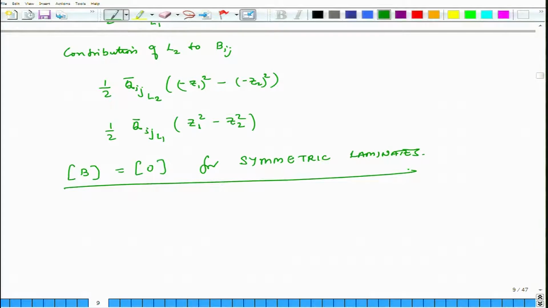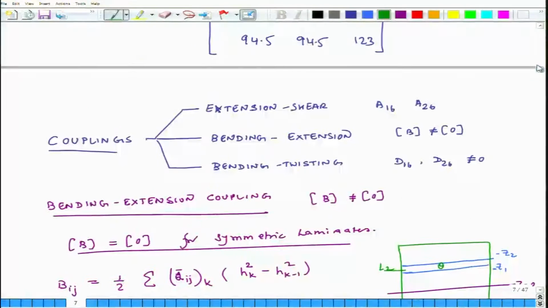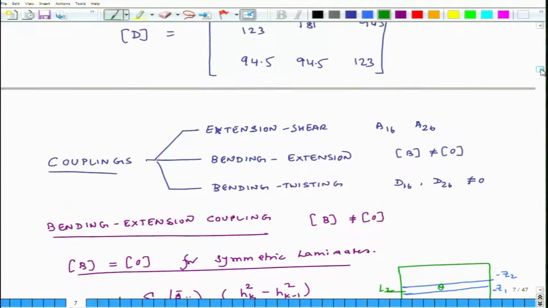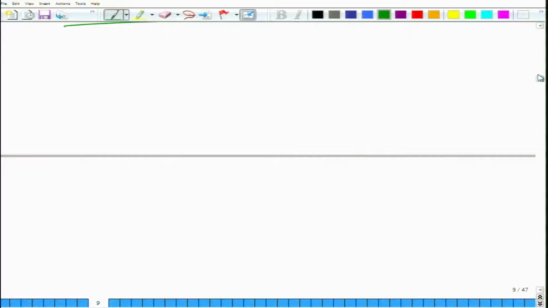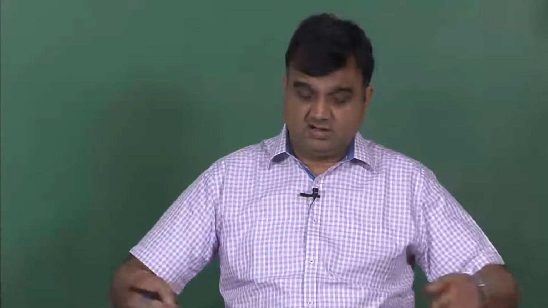This is very important. Okay. So, if we want to eliminate bending extension coupling, then we have to ensure that whatever laminates we use, they are symmetrically oriented with respect to the mid plane. If they are symmetrically oriented with respect to the mid plane, then if I bend it, it will only bend, it will not extend. If I extend it, it will only extend, it will not bend. So, this is very important.